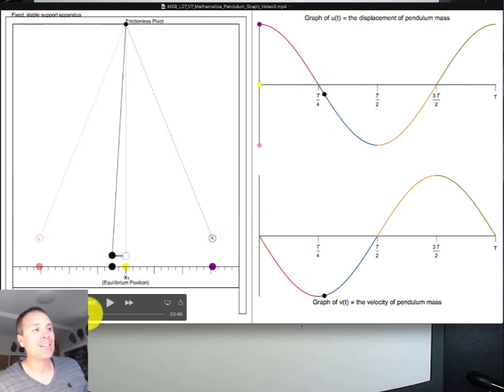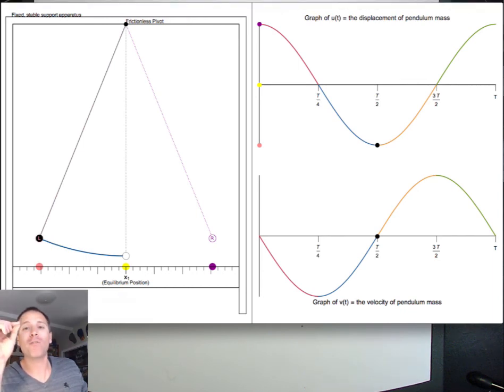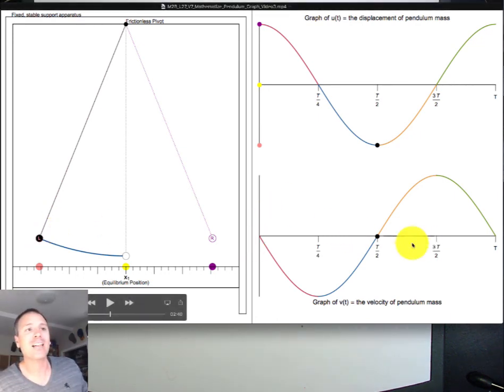As I move past equilibrium and I go all the way to the left extreme point, my displacement is minimum, meaning I moved as far left as I can, and my velocity is zero. And what that says is at the top of a swing, we actually are not moving for one moment. If you're on a swing and you go up to that top, there's a point at that really, really apex that we stop moving completely. That's exactly what we see here.